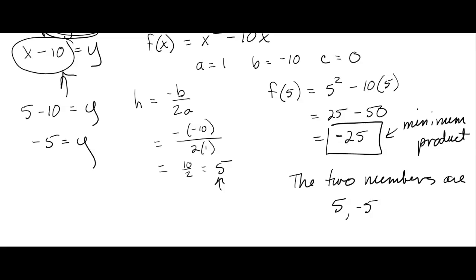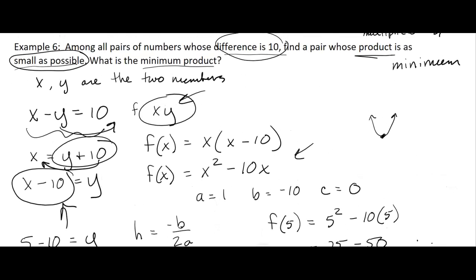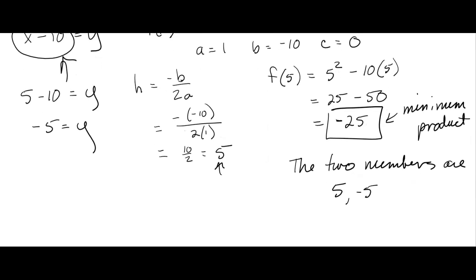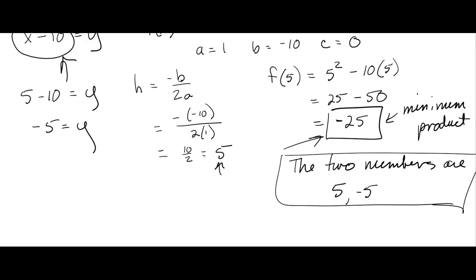Their difference is 10. So those are the two numbers, but I think they just want to know the minimum product. Let's see what it says. What is the minimum product? Yeah. So that's the negative 25. But on the side, somebody could say, hey, what two numbers gave you negative 25? And you would say 5 and negative 5. Okay? They have a difference of 10 and they give you the minimum product. All right. So think about that one and we'll do one more.